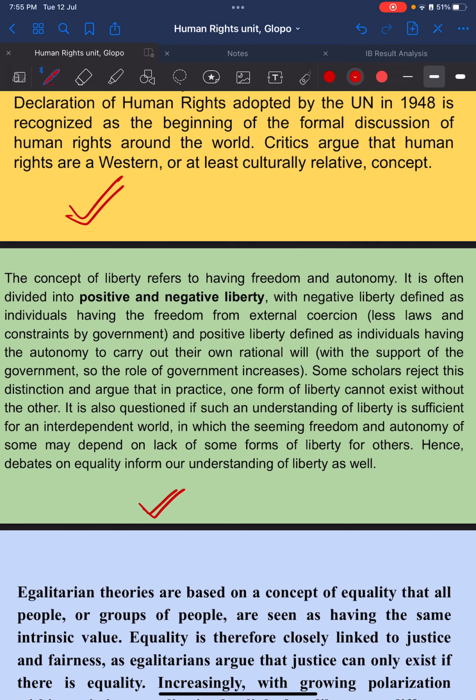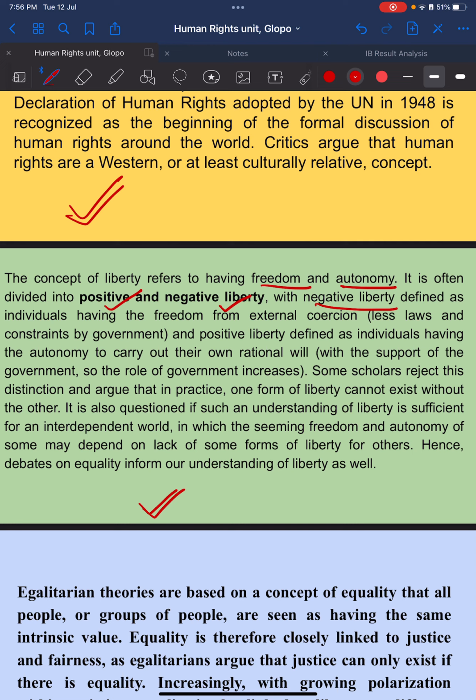The concept of liberty refers to having freedom and autonomy. It is often divided into positive and negative liberty. What we discussed under the evolution of human rights, we discussed the negative rights which were demanded at the earliest. Now what is negative liberty? Negative liberty is defined as individuals having freedom from external coercion. That means that wherever there is no external coercion, that freedom or liberty is known as negative liberty. For example, fewer laws and constraints by government, right? So in case I want to have freedom of movement, that is my negative liberty.